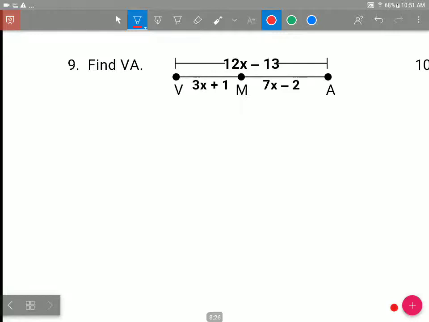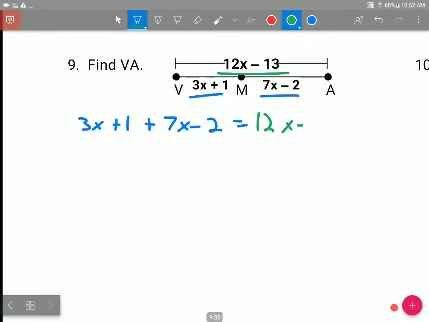Take a second. Are there any thoughts on what we might do to find x for number 9? Close, but not quite. Yes, ma'am. You add. Good. What she said is basically take these two and add them together. Thank you. And then set it equal to the larger one, because if I add the two smaller ones, it equals the larger one. So we've got 3x plus 1 plus 7x minus 2 equals 12x minus 13.